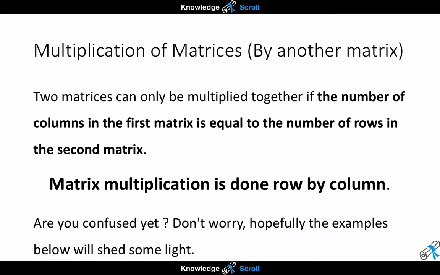Let's begin. Two matrices can only be multiplied together if the number of columns in the first matrix is equal to the number of rows in the second matrix. Multiplication of matrices is done row by column. Now this may sound confusing at this point, but hopefully the examples on the next slide will clarify things a bit for you.